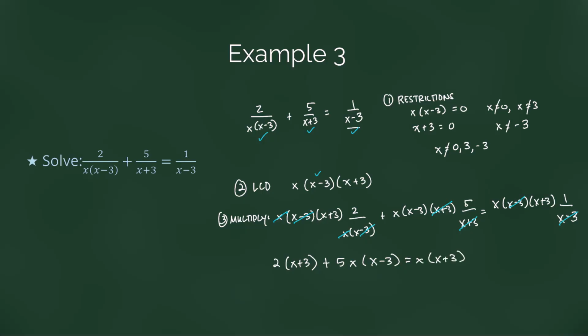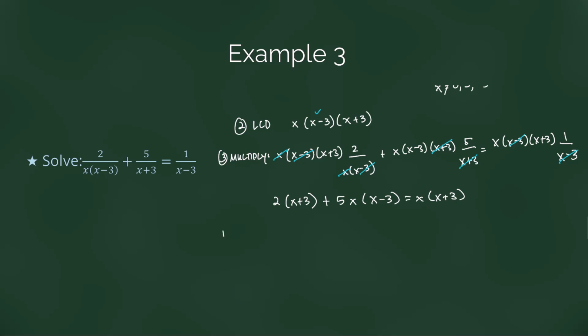Our last remaining task is to solve this resulting equation. So we'll distribute everything and simplify this. We get 2x plus 6 plus 5x squared minus 15x equals x squared plus 3x. And I got that by distributing the 2 across the parentheses, the 5x across the parentheses, and the x across the parentheses.